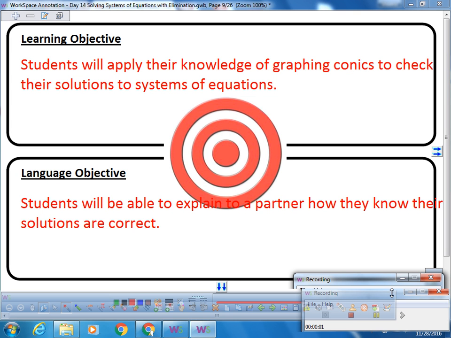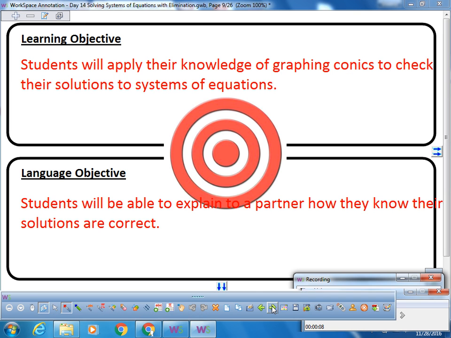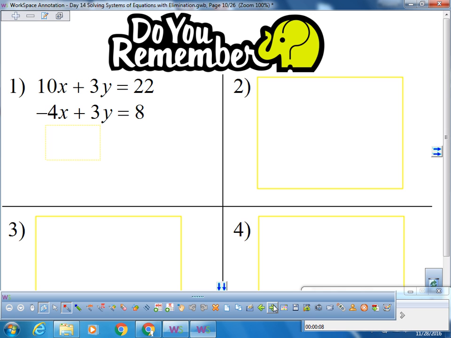Today's students will apply their knowledge of graphing conics to check their solutions to systems of equations. So we're going to use all of the tools in our toolbox.